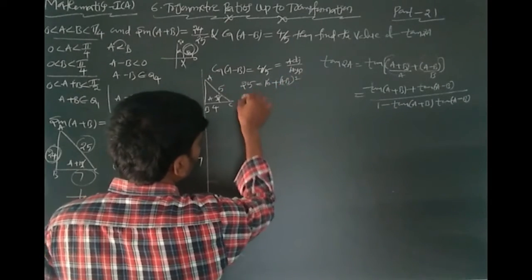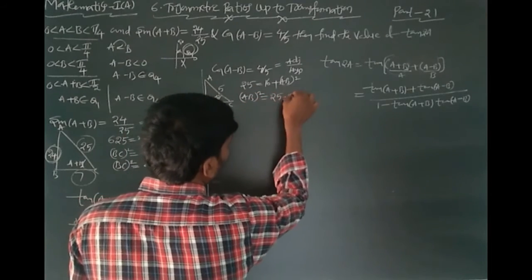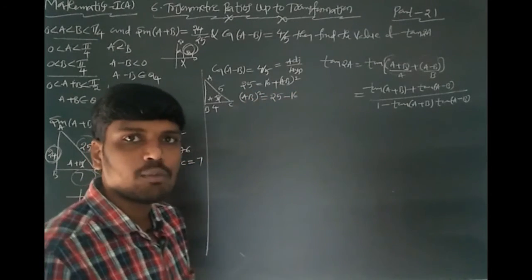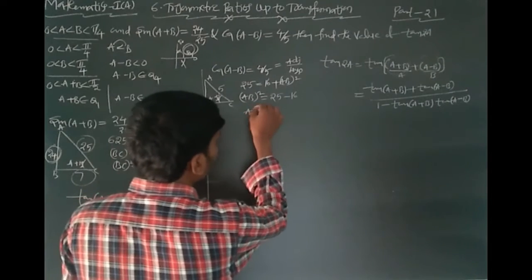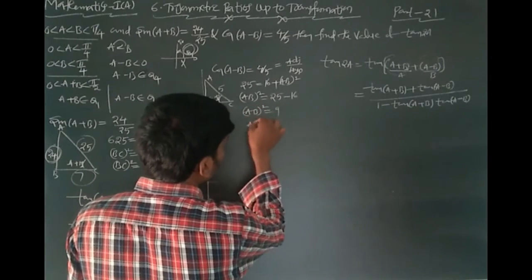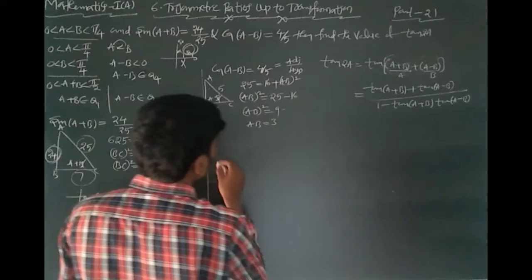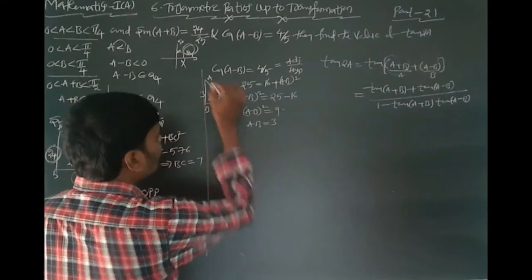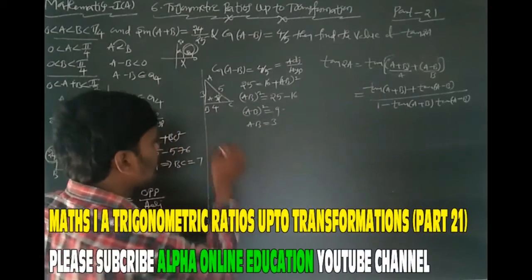AB square equal to 25 minus 16. 25 minus 16, how much? 9. AB square equal to 9, then AB equal to 3. After that you can find tan of A minus B.